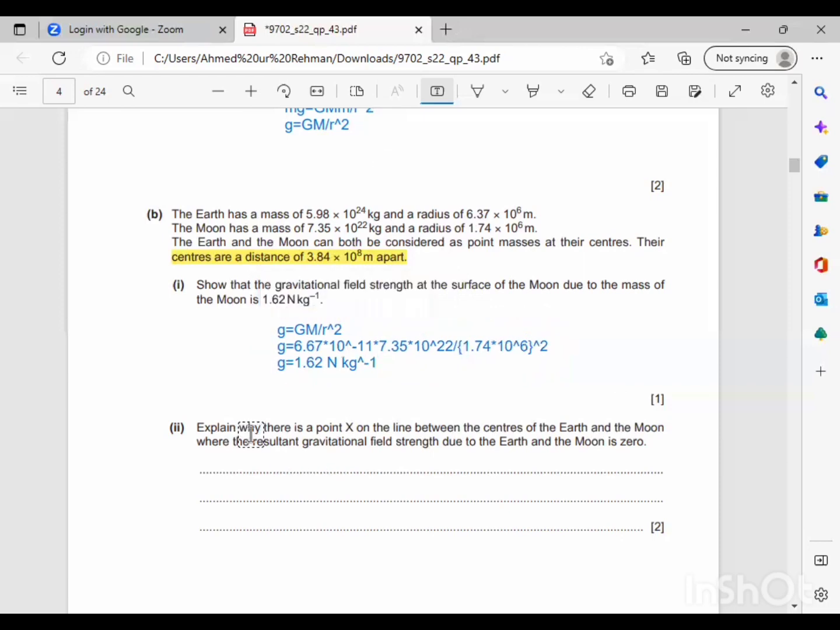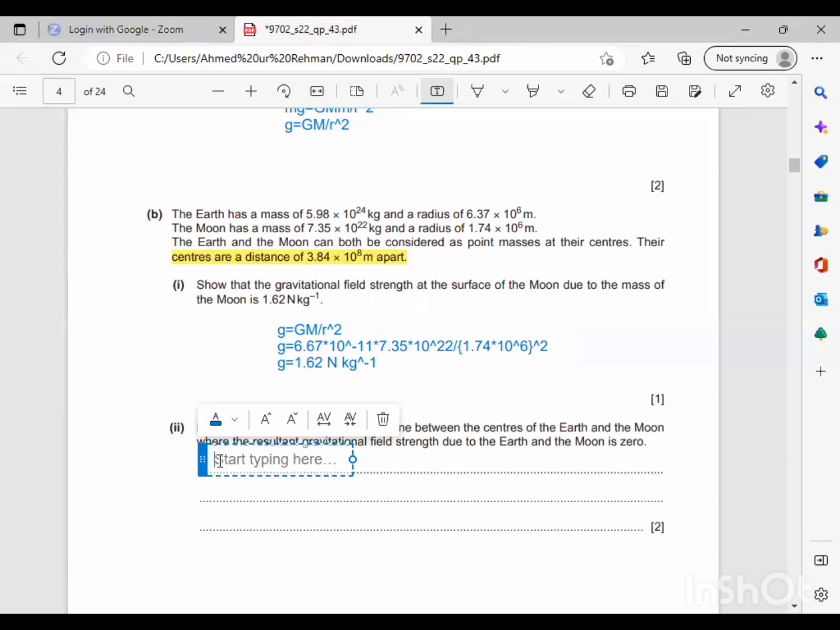Then they're saying, explain why there is a point X on the line between the centers of the Earth and the moon where the resultant gravitational field strength due to the Earth and the moon is 0. Let me explain this a little. If you consider a planet, it has its own gravitational field strength, represented by small g, equal to GM upon r square, where G is the gravitational constant, M is the mass of the planet, and r is the radius if you're talking about the surface. Above the surface, you add the height.